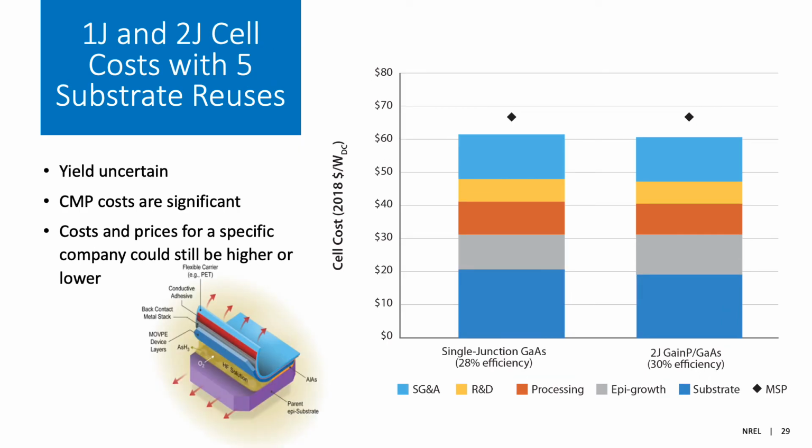So now we'll look at the costs associated with those single and dual junction device stacks that I showed earlier. In this case, we're assuming that the cells are epitaxially lifted off of the gallium arsenide substrate, and then that the substrate is reused 5 times. This is different from the assumption that we made in the 3-junction lattice-matched on germanium cell we just looked at, and that's the primary reason for the difference in the substrate cost between those 2 device stacks that I'm showing.